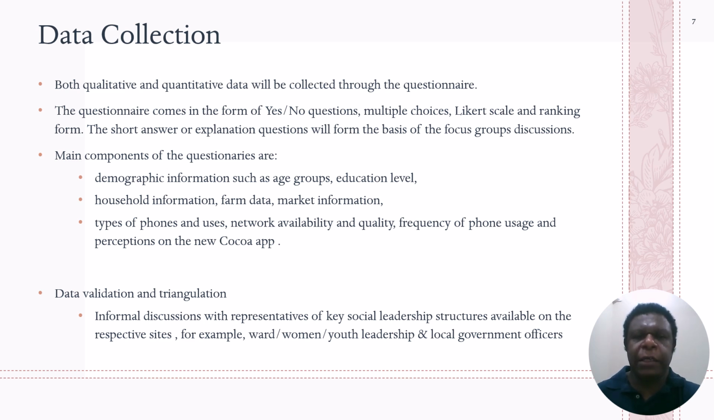So data validation and triangulation will be based on discussions with key social leaderships, people in the respective sites, for example, the ward, women, youths, churches, and other local leaders, including government officers, who will also be consulted as a form of data validation and triangulation.